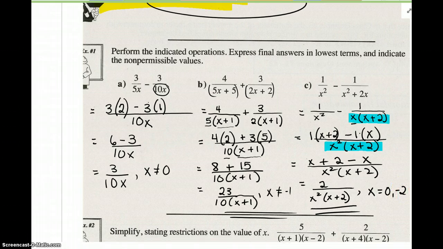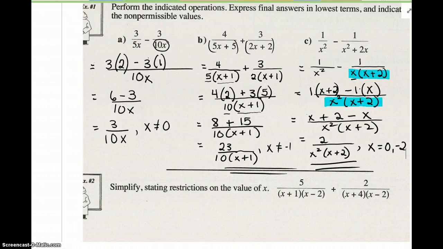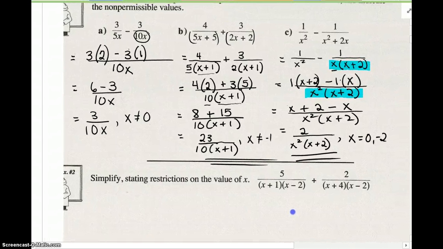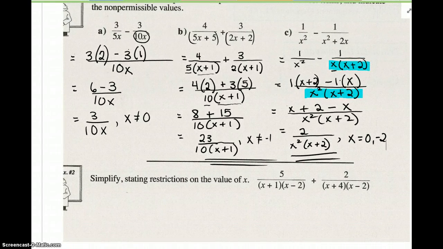All right, so just a little bit more algebra. We're just taking all the skills we have and using them in these rational expressions. Next one, we're going to simplify. We need to state the restrictions, and let's have a look at what's common here. I have an x minus 2 in both, so that's definitely going to go on the bottom. But also notice I have an x plus 1 and an x plus 4. I will have to include those as my common denominators as well.